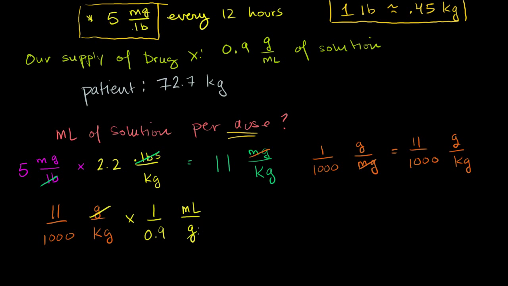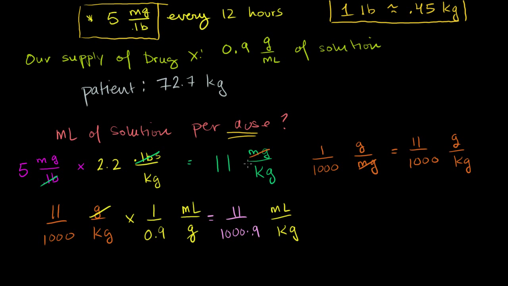So our grams cancel out. We have milliliters per kilogram. And then we multiply it out. 11 over 1,000 times 1 over 0.9. So let me just write it like this. This is going to be 11 over 1,000 times 0.9 milliliters of our solution per kilogram. So we've gotten this far. This is per kilogram of patient body weight.